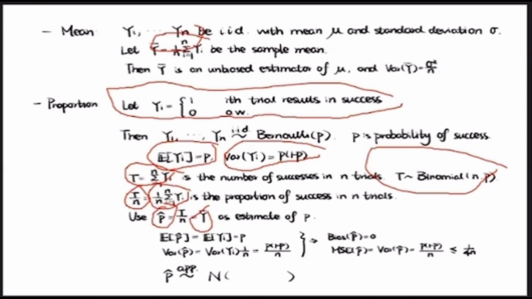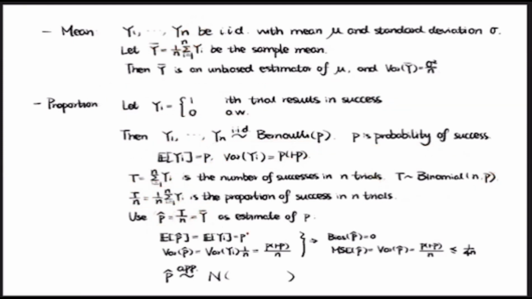Now, because of the fact that I know if the expected value of y equal to P, expected value of Y bar is also going to be equal to P, and I know P cap is Y bar, then the expected value of P cap is going to be equal to P. The variance of P cap is actually going to be the variance of Y divided by N. What is the variance of Y? P into 1 minus P. So that is why you have P into 1 minus P divided by N.